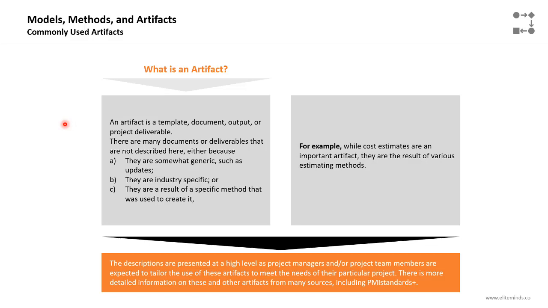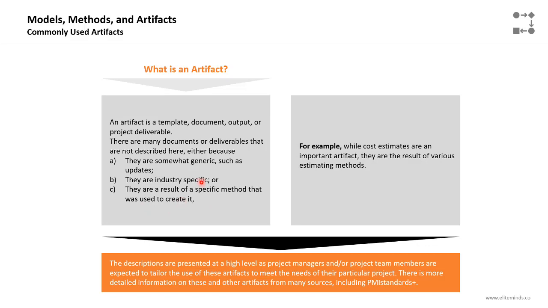Now the last part of this section is around the commonly used project artifacts. An artifact is simply a template, document, output, or project deliverable. There are many documents or deliverables that are not described in this lecture, either because they are somewhat generic, like the project documents updates, for example.